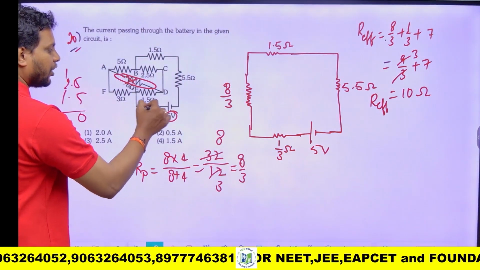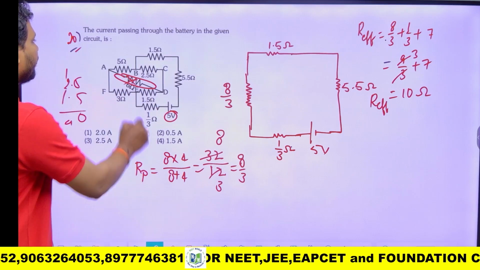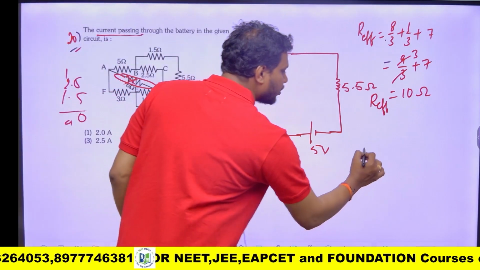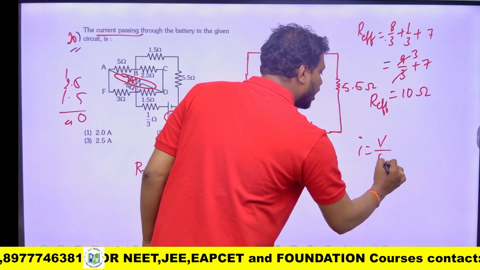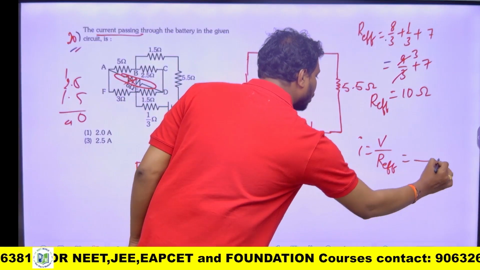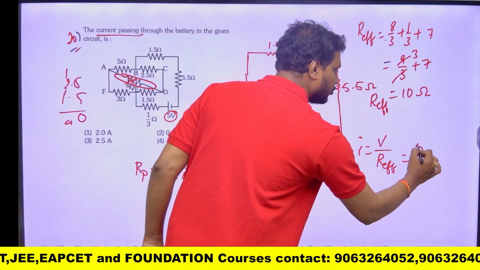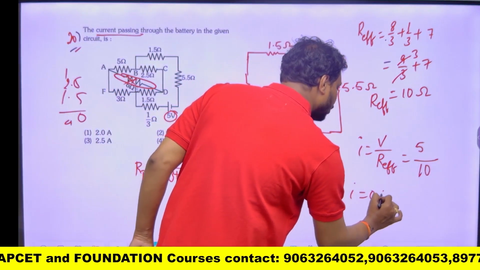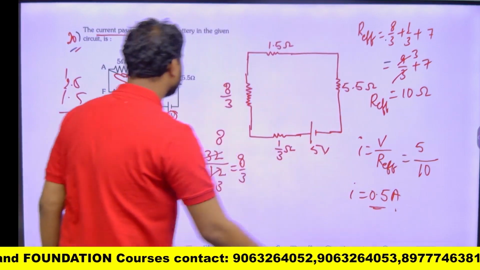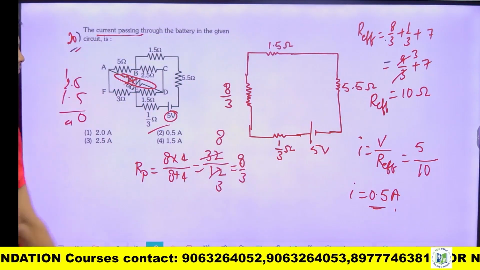And the potential of the battery is 5 volts. Then we have to find the current through the battery. Current I is equal to V by R effective. The total effective resistance is 10, and the potential is 5 volts. Then current I is equal to 0.5 amperes. This is the answer, so option 2 is correct.